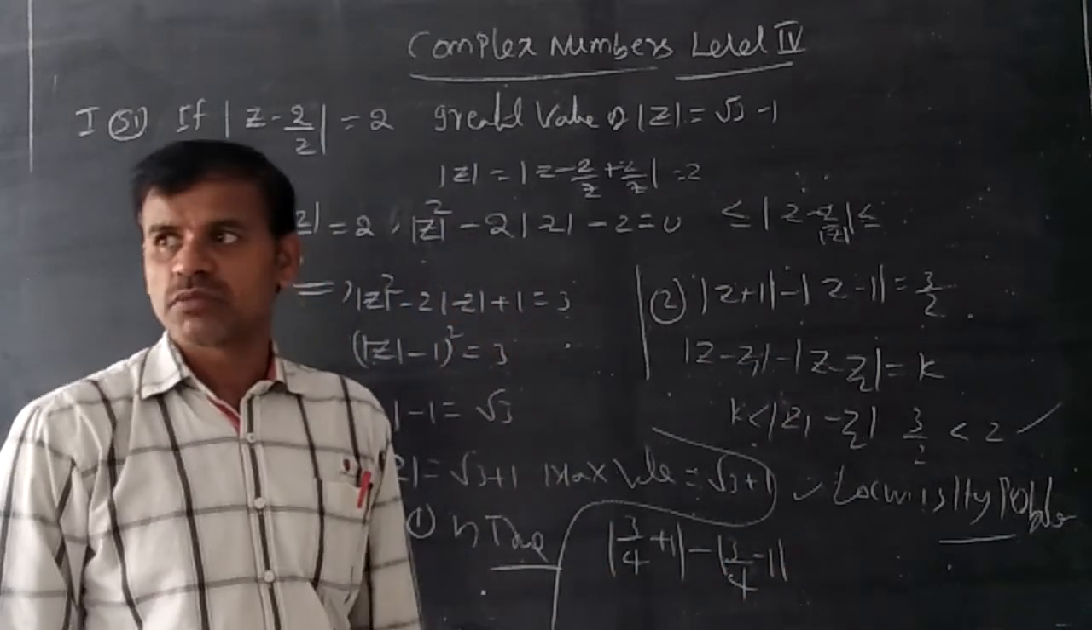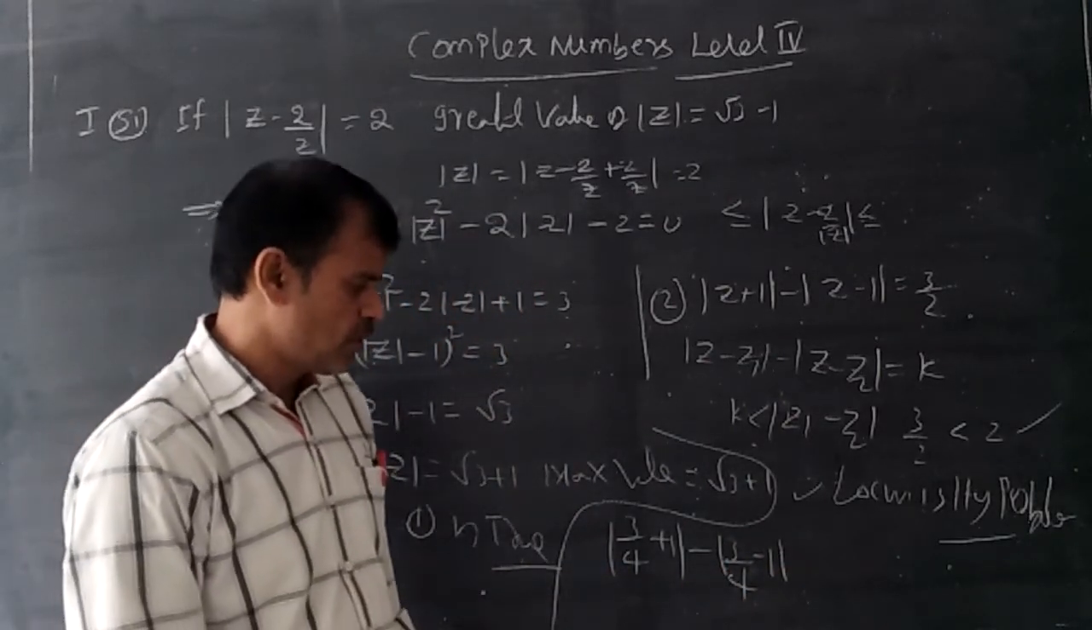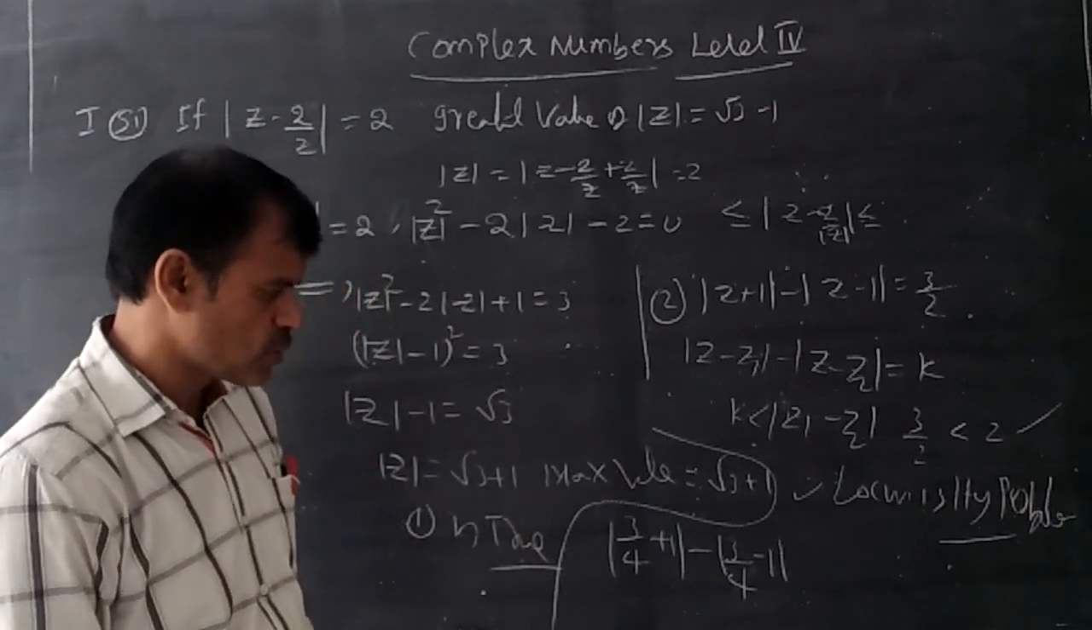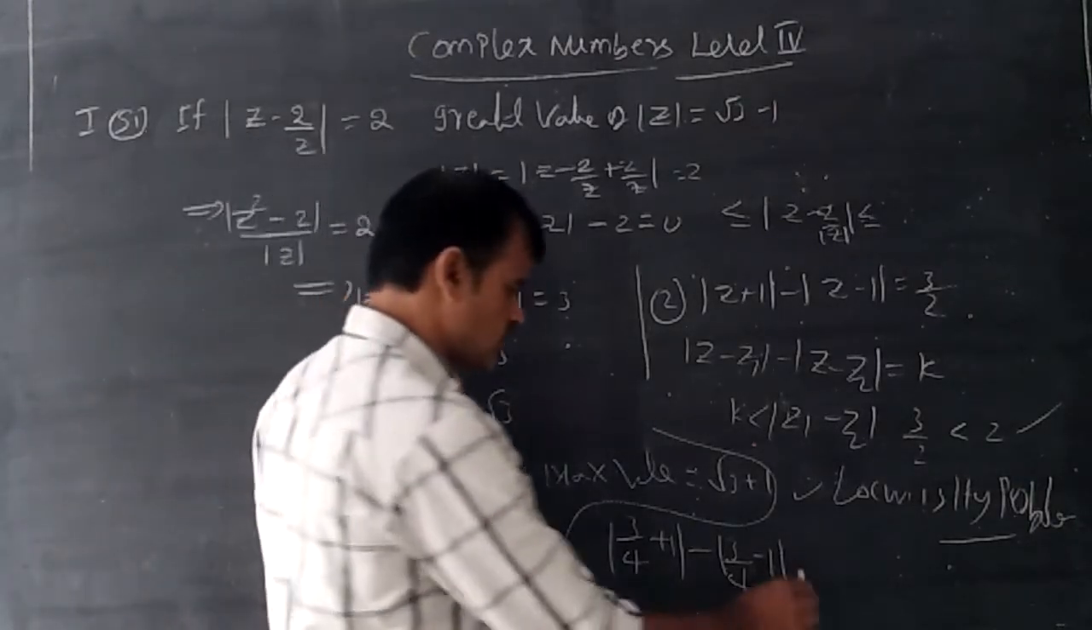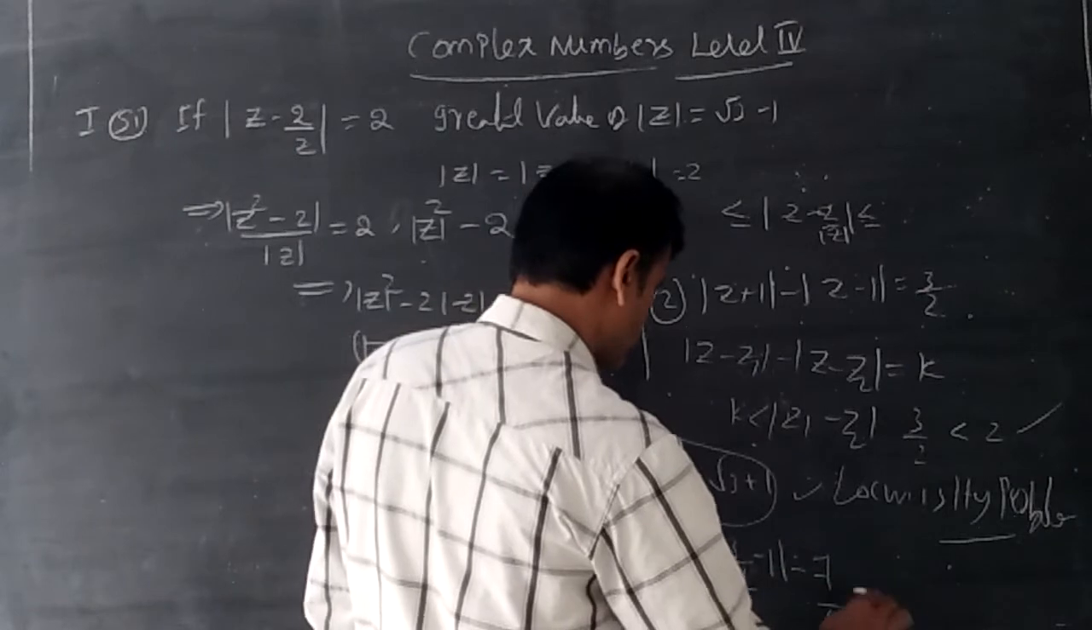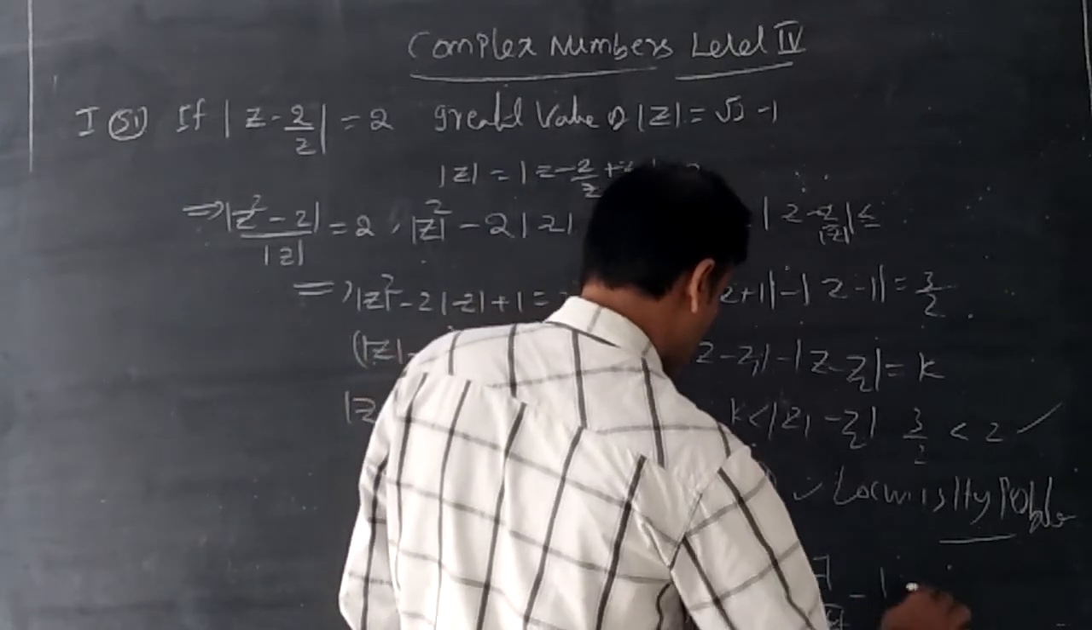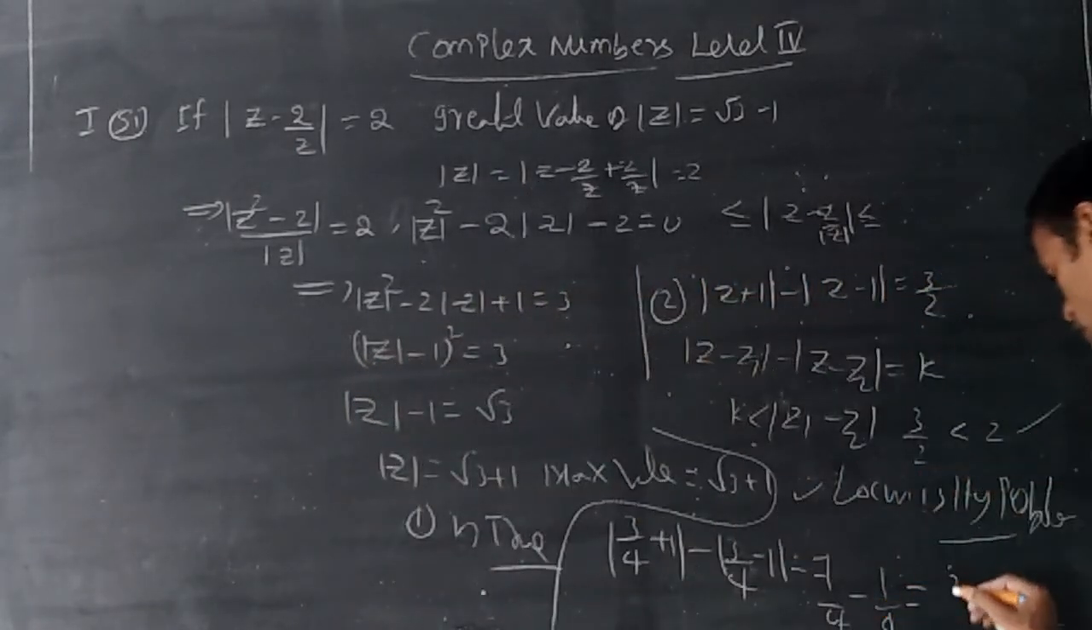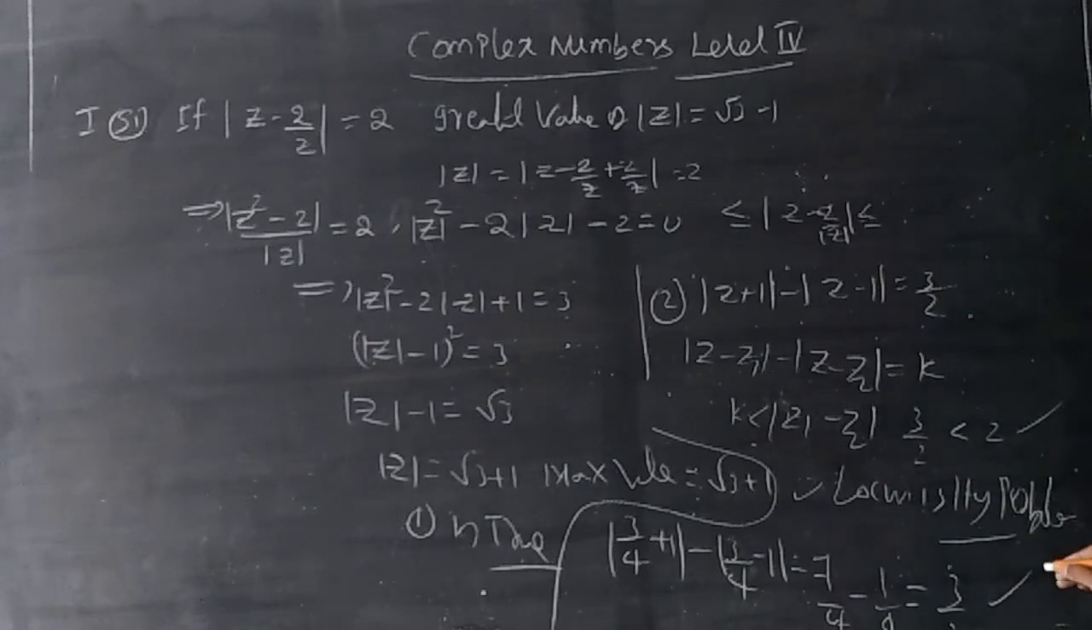3 by 4 plus 1 becomes 7 by 4, and 3 by 4 minus 1 becomes minus 1 by 4. So 7 by 4 minus 1 by 4, that is 6 by 4. It is 3 by 2. So it is true. It is 3 by 2 we got.